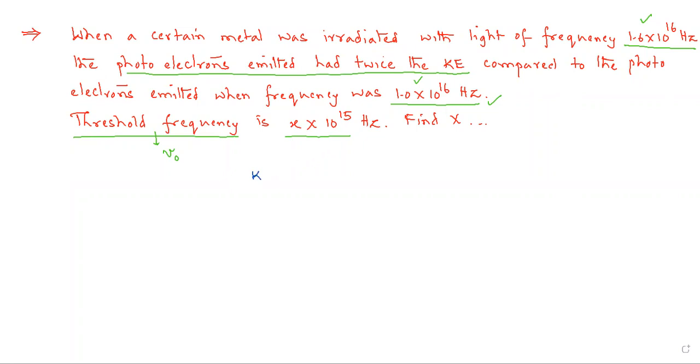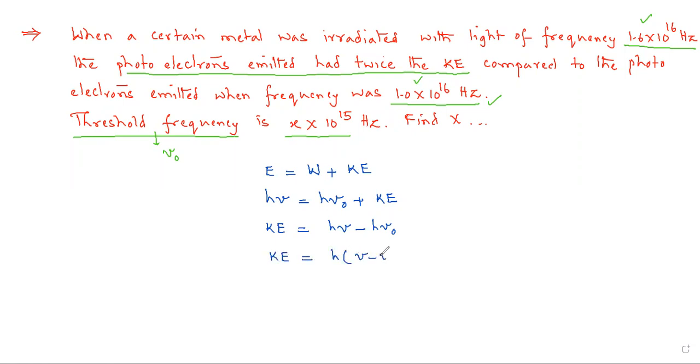Let us take all those things into consideration and let us again go back to the same old relation. E is equal to W plus Ke, right? E is H nu, W is H nu naught. Keep kinetic energy as it is. But now let us write expression for kinetic energy. Come on, this whole thing will come here, right? Then H nu minus H nu naught. Come on, let us consider it this way. Taking H as common, nu minus nu naught. Right?